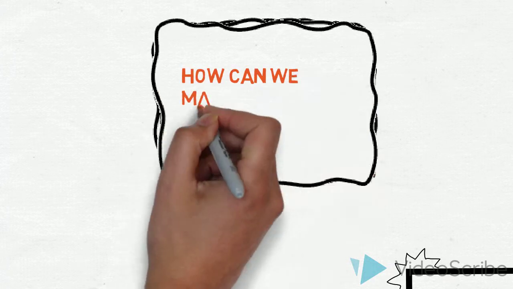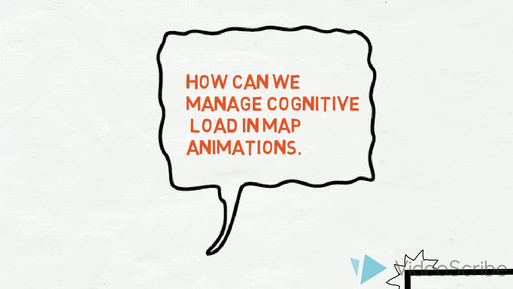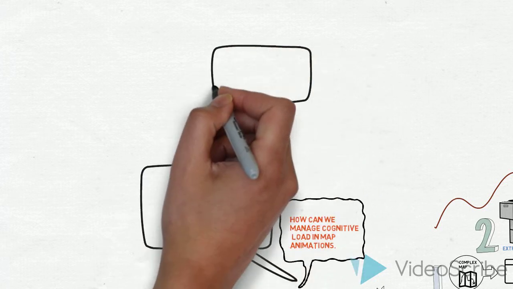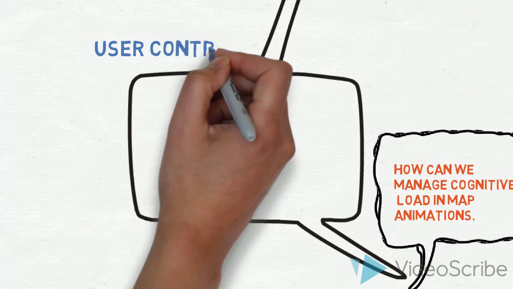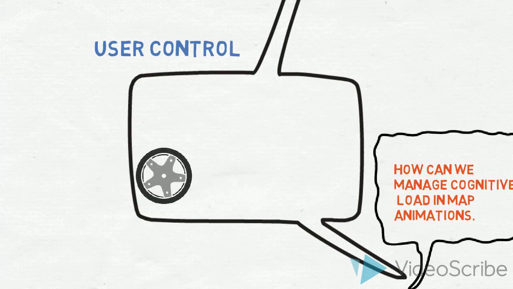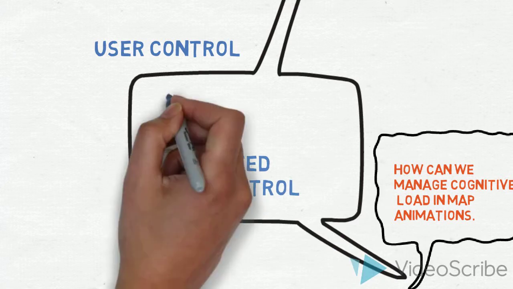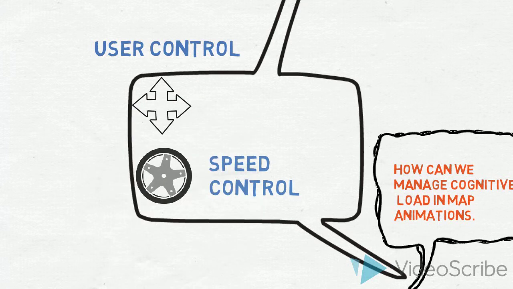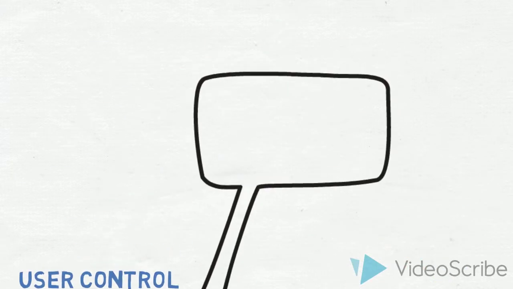Now you might ask, are there ways to manage cognitive loads in map animations? The answer is yes. There are two different ways that cartographers use to get the most output of animations. The first one is using intervals, the augmentation of using events, which includes controlling the presentation speed and nonlinear individual navigations.